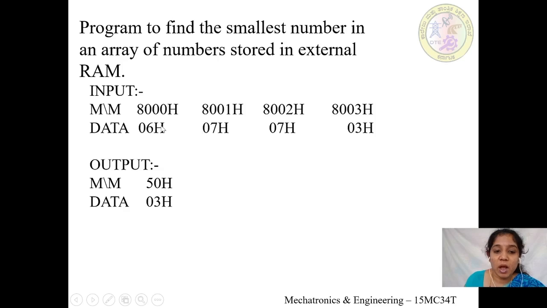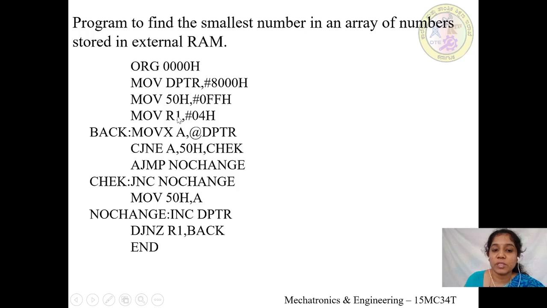And then what is the count? How many locations we have to check? 4 locations. That is why I am taking count as 4 in the register R1.